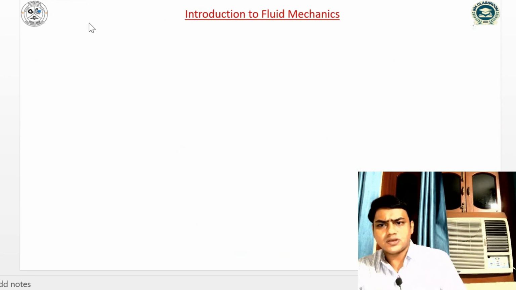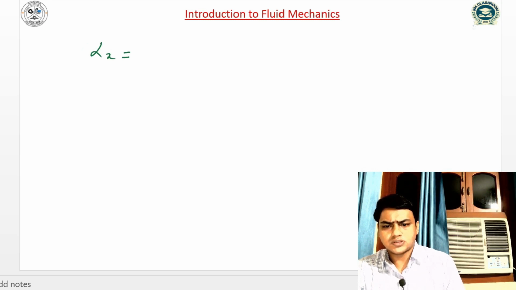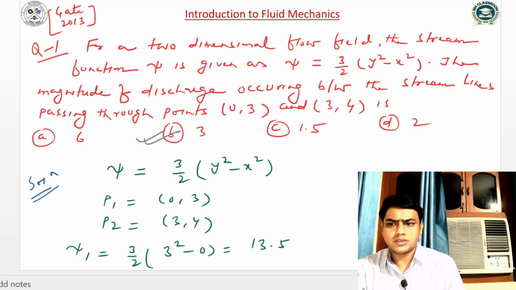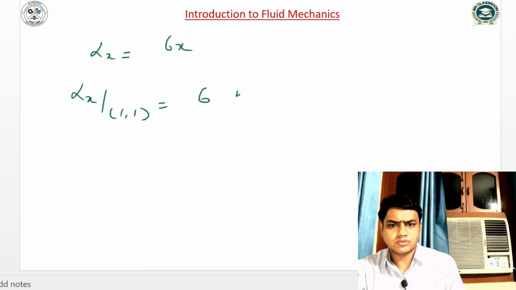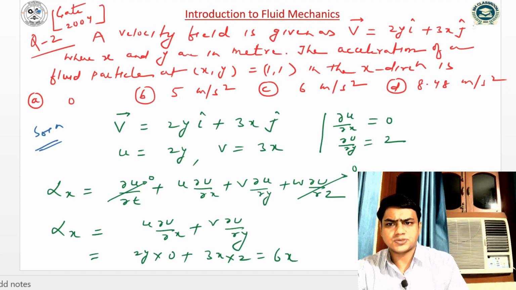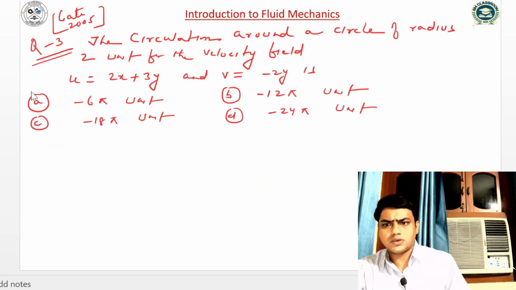So alpha x is equal to 6x. So alpha x at point (1, 1) is equal to 6. So alpha x is equal to 6 meter per second square. So the B option is, sorry, C option is correct. Let us take the other problem.